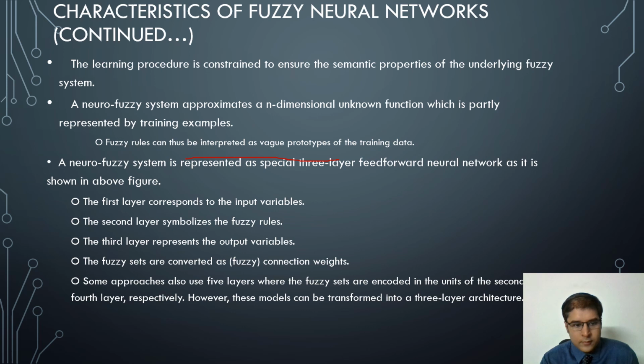This is the most important. Fuzzy sets are converted as fuzzy connection weights. Weights are fuzzy, that is, and some approaches use 5 layers where the fuzzy sets are encoded in the units of the second and fourth layer respectively. However, these models can be transformed into a 3-layer architecture. So basically, it is the same figure that I showed before a few slides back. So it says that the first layer is the set of input variables, the second layer is the fuzzy rules, and the third layer represents the output variables.